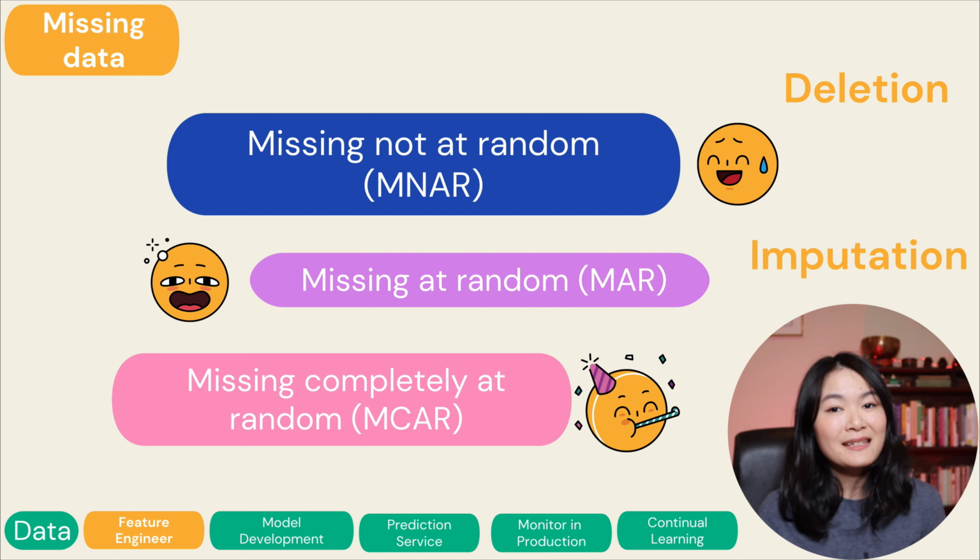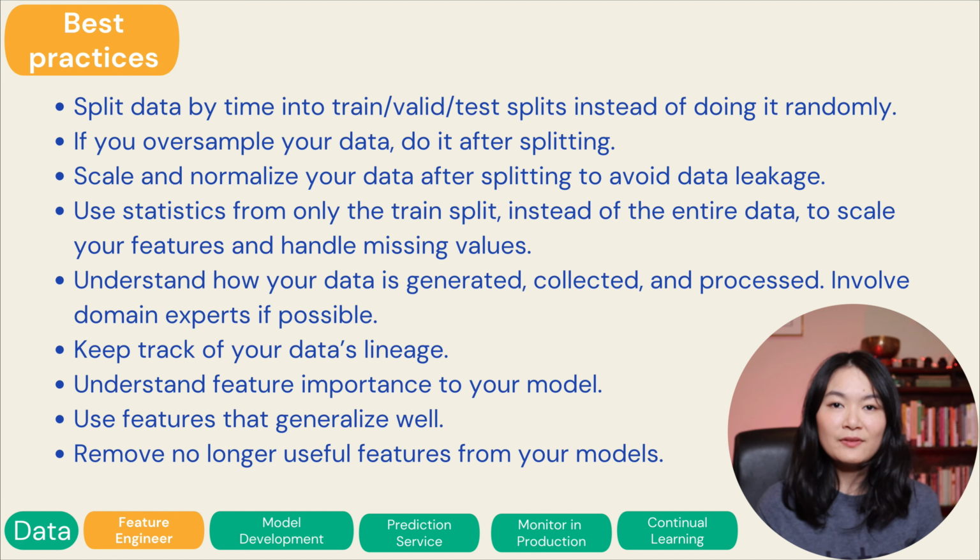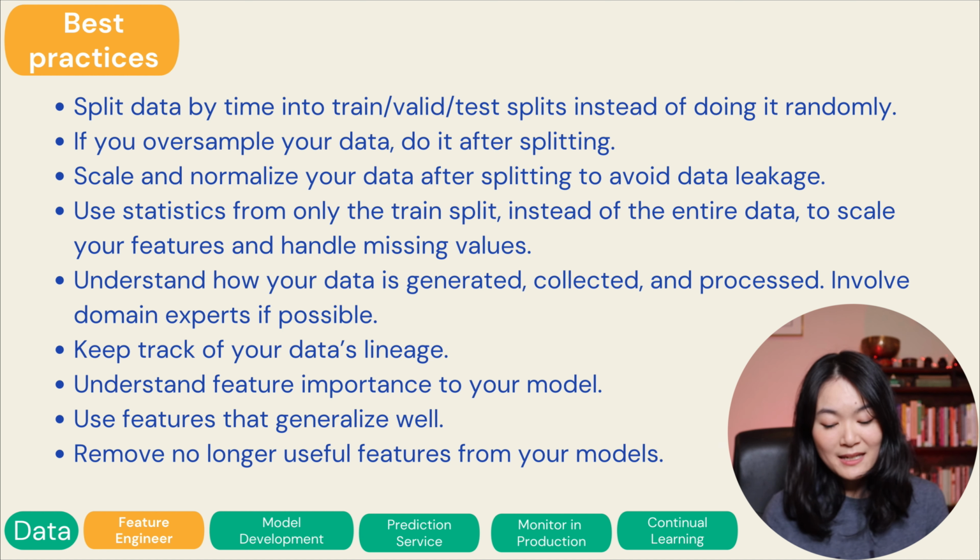This book also talks in detail about the best practices of feature engineering. I'm just gonna list all of them here. You can read them more in detail in the book if you're interested. So here are the best practices. Split data by time into train, valid, test splits instead of doing it randomly. If you oversample your data, do it after splitting. Scale and normalize your data after splitting to avoid data leakage. Use statistics from only the train split instead of the entire data to scale your features and handle missing data.